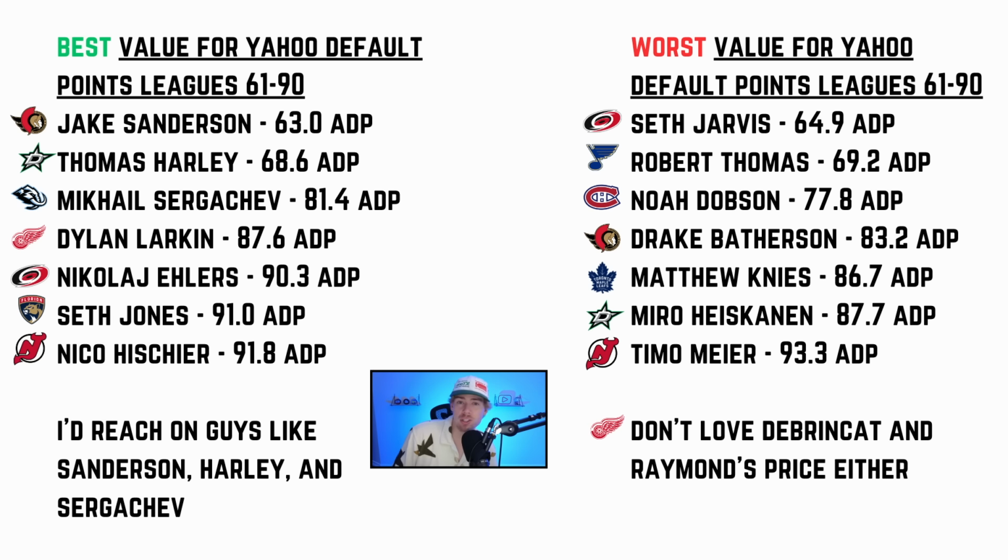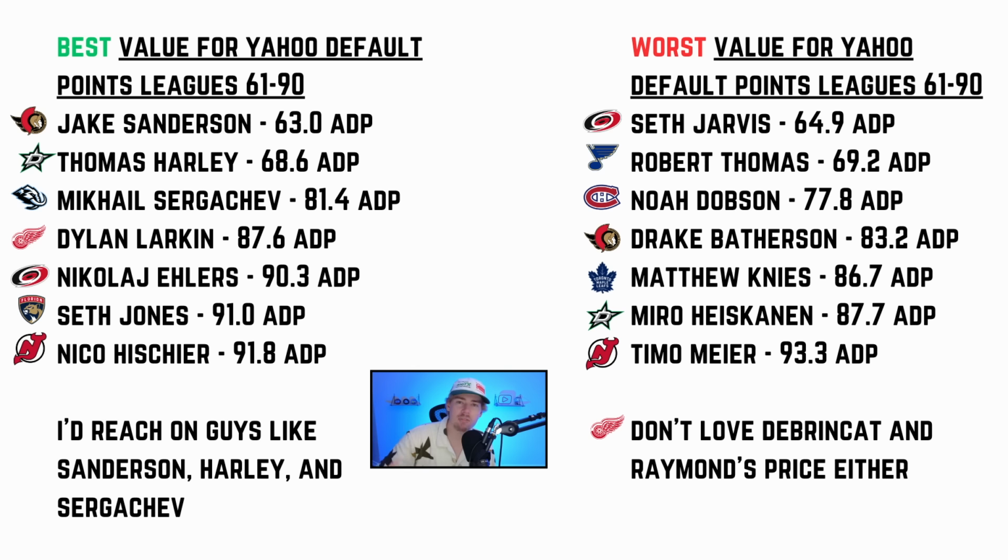And then also the forwards that are really good here are Dylan Larkin, Nikolai Ehlers, and Nico Hischier. Nikolai Ehlers can put up the same amount of points as Nick Suzuki, and he's not a pure center. He has left wing, right wing eligibility, and he's going like 40 picks later. I think Ehlers could be better than Hagel going like 40 picks later. You know, Macklin Celebrini, right? Like, there's a lot of upside with Ehlers, lots of shots.